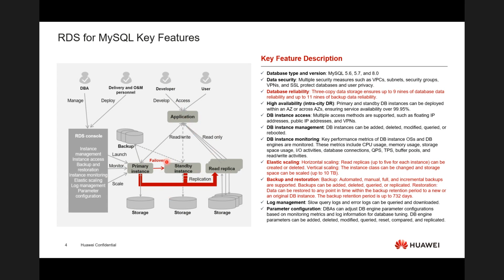So as you can see here, we have three copies of data storage, which ensures up to 99.9999999% of database data reliability. You can see three storage copies here, and we support three different versions. For elastic scaling, the read replicas can be created or deleted, up to 5 for each instance. That means you can have 5 read replicas. For storage, the instance class can be changed, and the storage space can be scaled up to 10 TB.